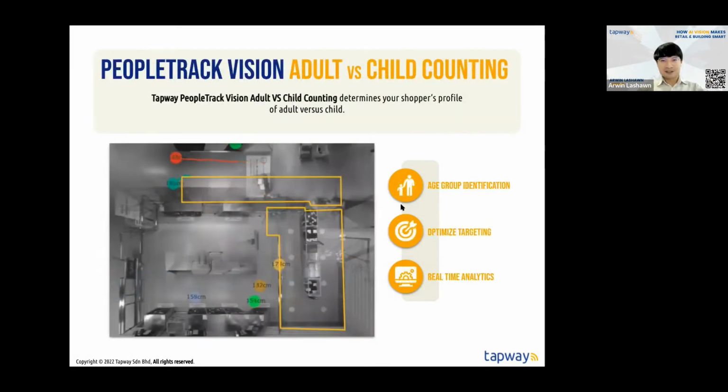This is a pretty exciting one. Sometimes there are needs by retail stores to find out the demographics of customers visiting their stores, and we have this solution that can distinguish between adults and children. Typically our solution does this based on height, but there is also other logic such as using facial recognition to determine adult versus child.